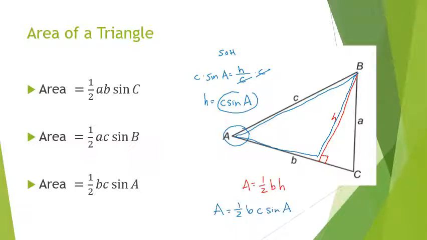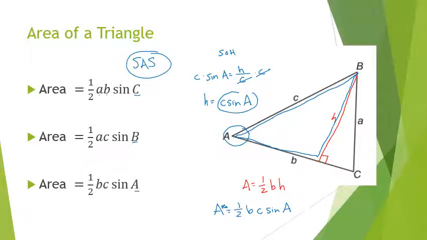And look at what we got. We just got area equals 1/2 BC sine A, which is exactly what this is. So there are 3 variations of this formula, because it depends on which angle you choose: angle C, angle B, or angle A. Basically you have to know side A, side B, and the angle between them. In other words, you have to know side angle side in order to use this.